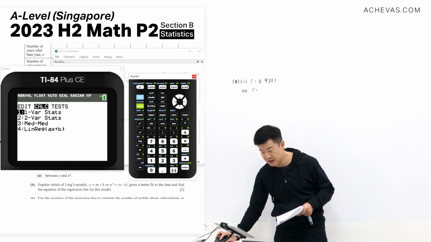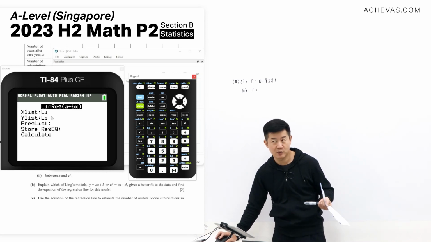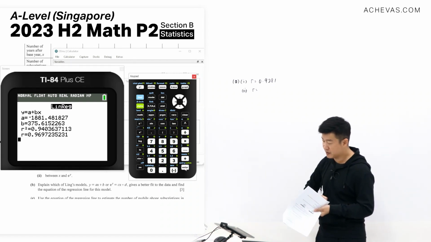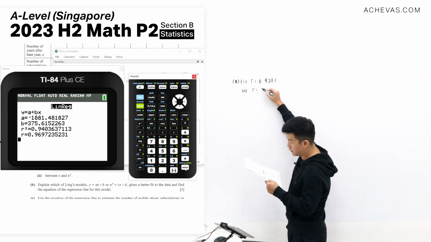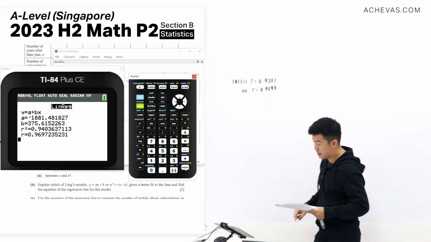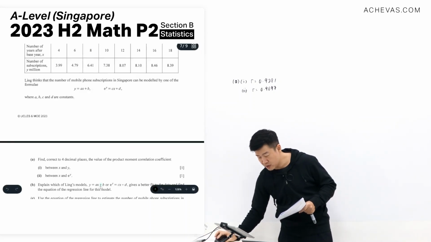Pressing stats again, using my choice of 8 instead of 4, we are going to alter this. X list, I'll let it be x, which is in L1. Y list, I'll let it be e to the power of y, which is in L3. Let's do the calculation and see what we get. Okay, so the product moment correlation for this is 0.9697. So we have this product moment correlation coefficient.